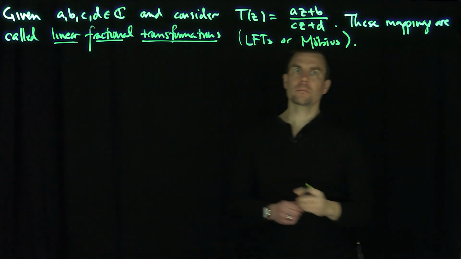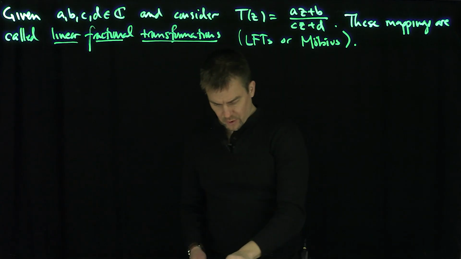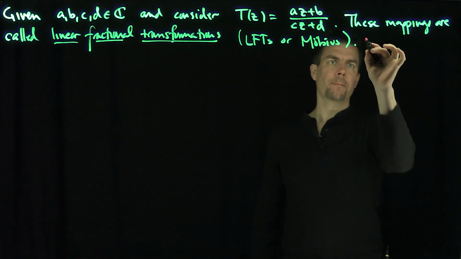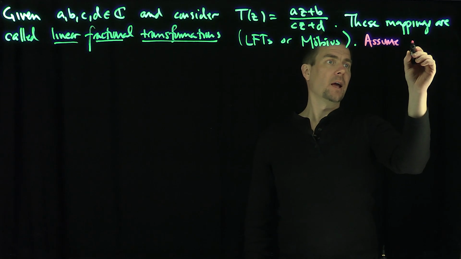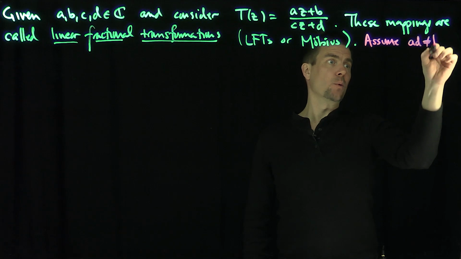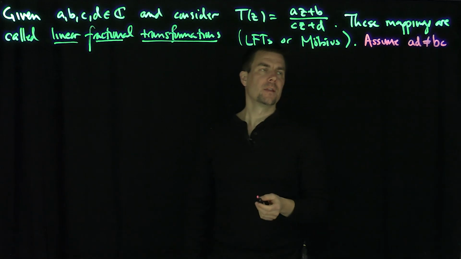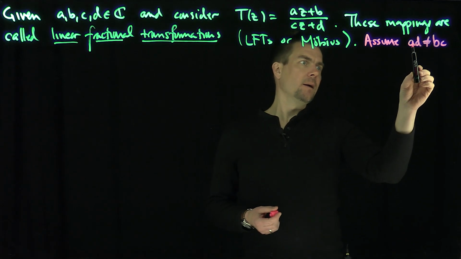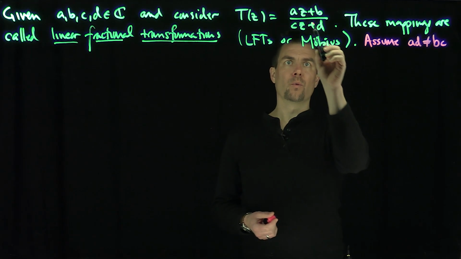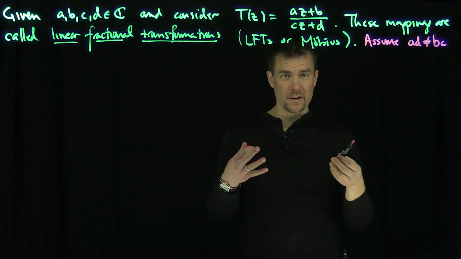Okay? We're going to need one special condition. I'm going to assume over here that AD is not equal to BC. Now you might say, why am I making this assumption? Let's think of a simple case. If A, D, B, and C are all equal to 1, then I have Z plus 1 over Z plus 1, I get 1. I get a constant, right?